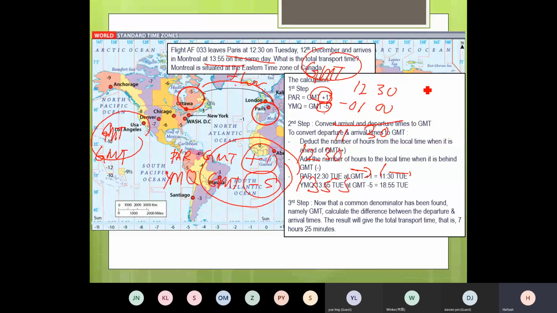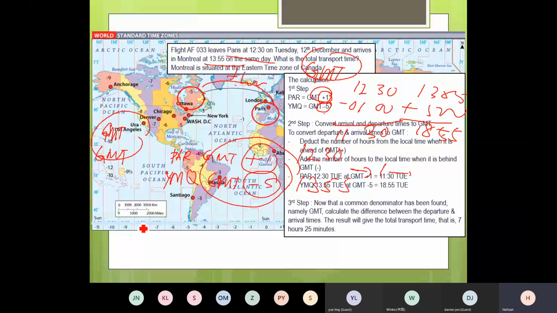Okay, so that is for Paris. And then for Montreal, it is 13:55. GMT is minus, so it should be plus 5 hours, so it becomes 18:55. After that, how to see the arrival?